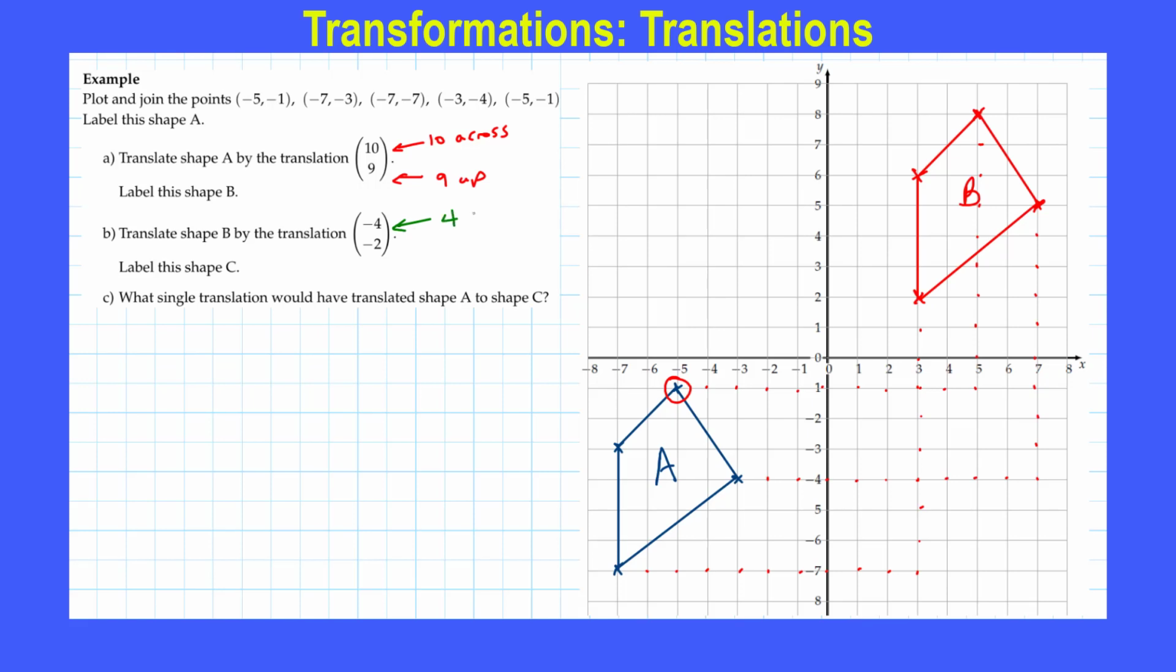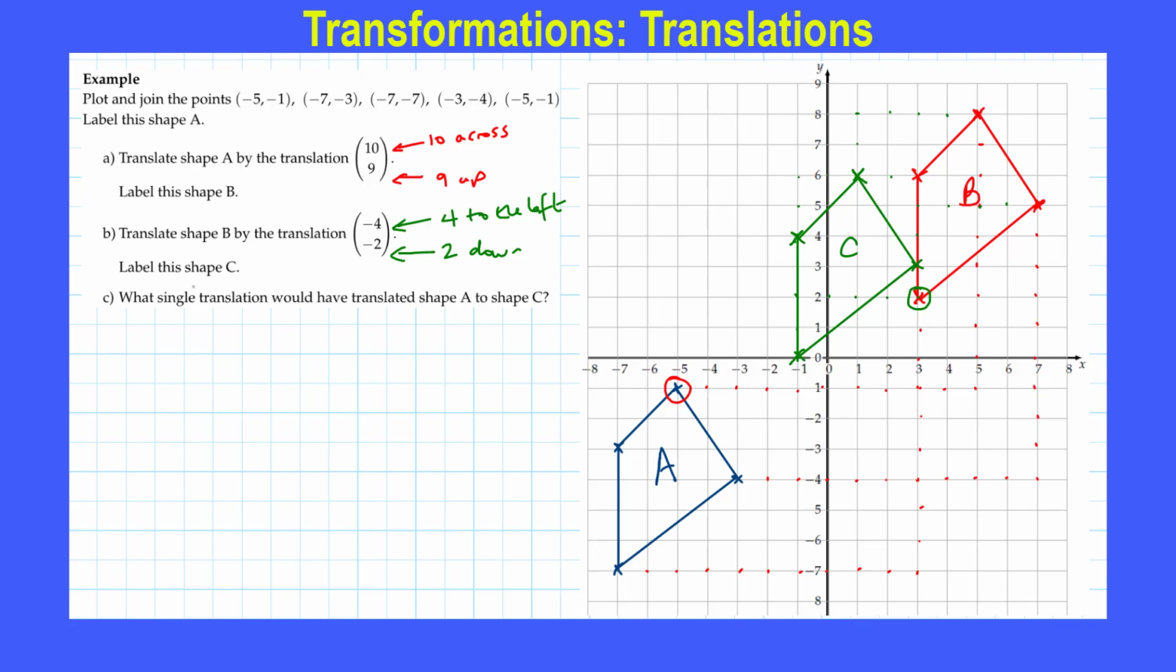The second translation says (-4, -2). That says we're going to go 4 to the left and 2 down. So as before, we take any one of the points, we go 4 to the left, and then we go 2 down. We mark where that point is going to move to, and we repeat the exercise for the remaining points. If we know where one point is going to go and we know what the shape is going to look like, we could just copy the shape and do it the same way as well. And we label that one shape C.